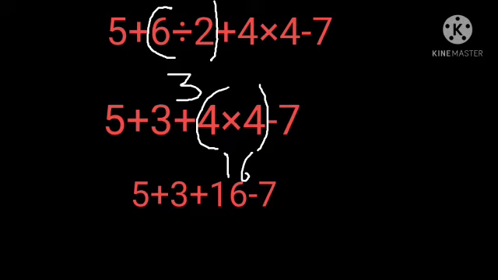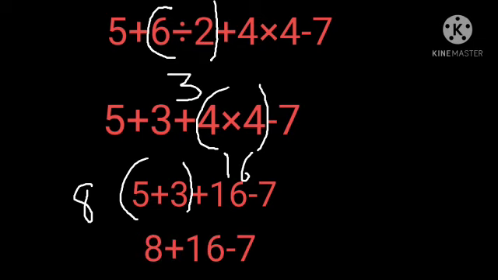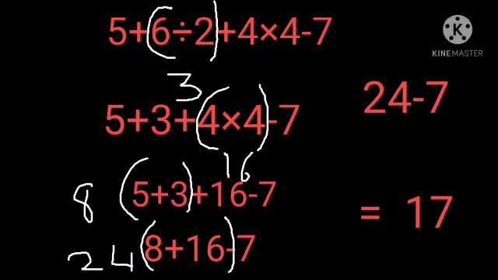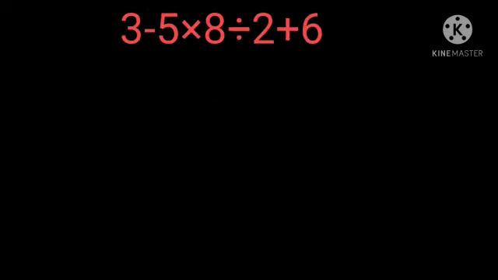Again, next is addition. In this, 5 plus 3 is addition. 5 plus 3 is 8. That becomes 8 plus 16 minus 7. Then we should do addition, that is 8 plus 16, that is 24. Minus 7. 24 minus 7, that is 17. Let us see another example.